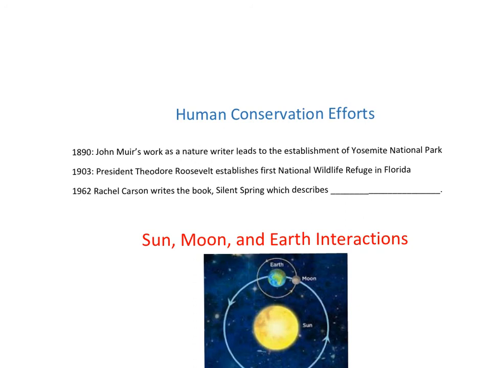In 1903, President Teddy Roosevelt establishes the first national wildlife refuge in Florida, right, helping us keep places like the Everglades, which is another incredibly abundant and diverse section of the United States full of wildlife, and probably species of animals and plants that have yet to be discovered exist there. So we need to keep them safe.